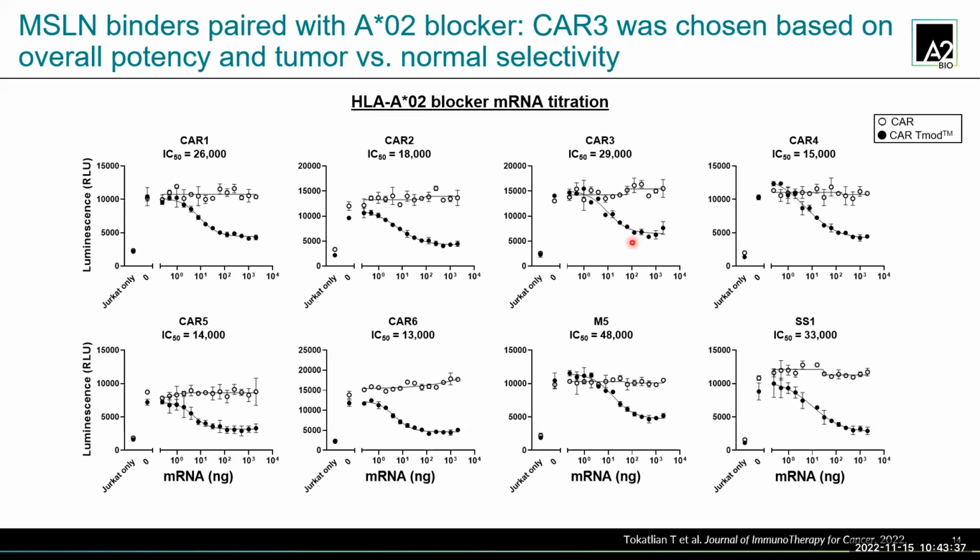Specifically because of the combination of high sensitivity and effective functional pairing with the A2 blocker, we selected CAR3 for further study as our lead mesothelin TMOD activator. This had an IC50 of about 29,000 A2 molecules per cell. And for the purposes of this presentation, I'll just refer to CAR3 as mesothelin CAR, or mesothelin TMOD when it's paired with the A2 blocker, moving forward.